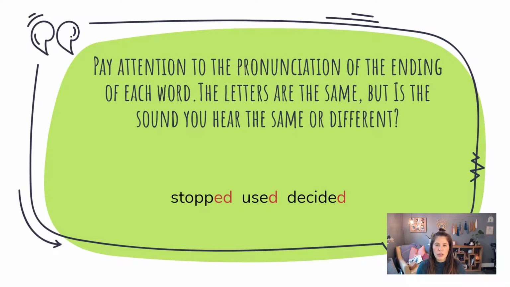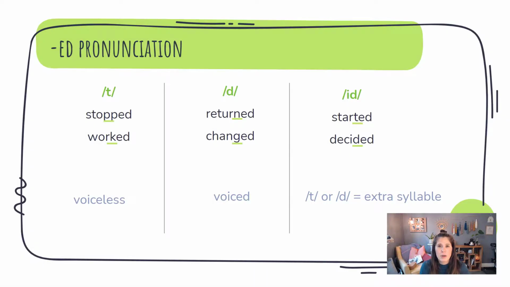If you heard 3 different pronunciations of that -ed ending, you are right. There are 3 different ways that this suffix can be pronounced in English. So those 3 pronunciations are t, d, and id. When we have id, we're adding on a vowel sound. Anytime we have a vowel, we have a syllable.